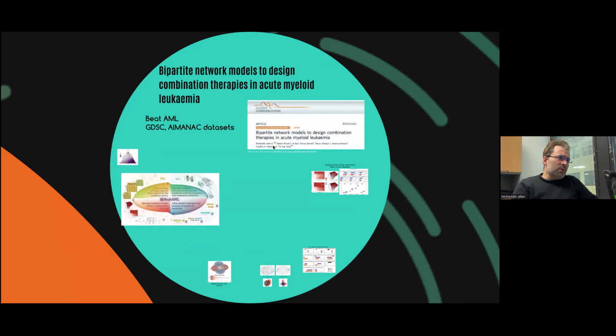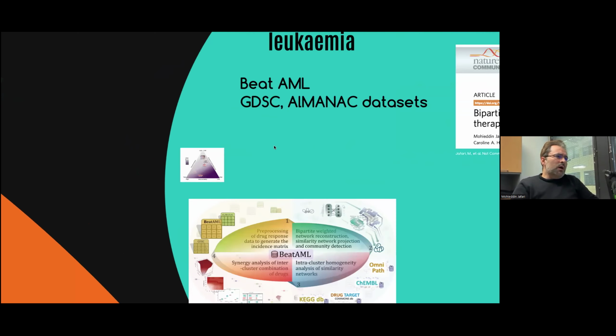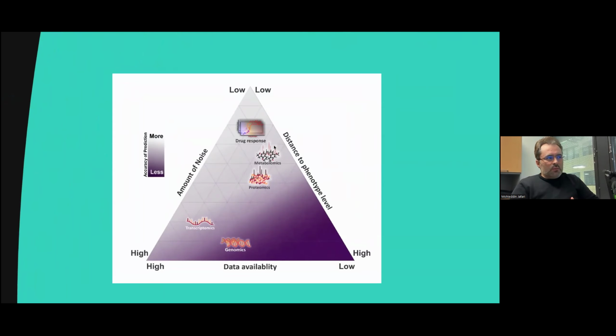This pilot study was published in Nature Communications, but the idea comes from this assumption: if you want to suggest the best combination, there are different approaches. For example, some focus on the genomics level, or transcriptomics level, or gene expression levels, and some other markers. But we prefer to focus on the level of the data which is closer to the phenotype of the disease, the phenotype of the patient.